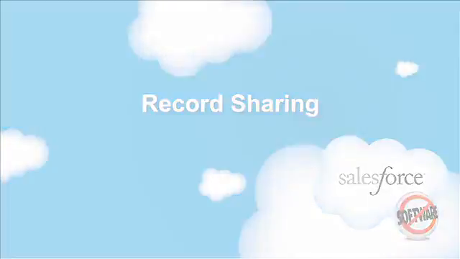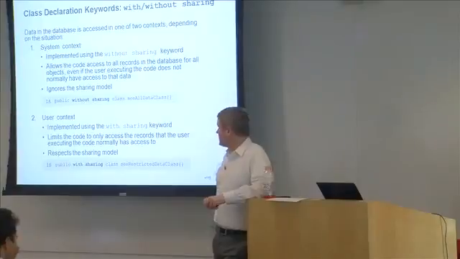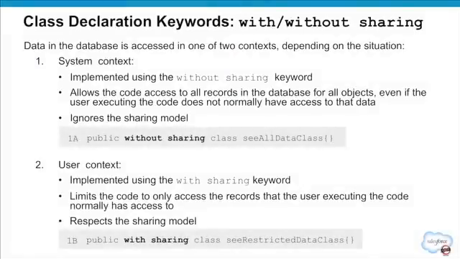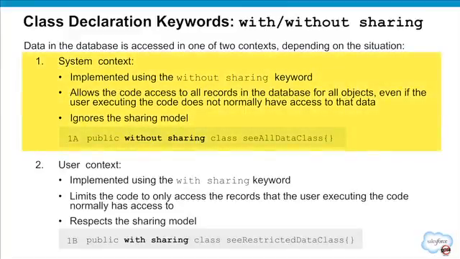Let's continue on the topic of record sharing and what happens when we're accessing the database within Apex. There are two contexts available when we're executing Apex code and interacting with the database. The first one is the system context, and the idea behind this is that it's associated with the keyword without sharing, and it ignores our sharing model.